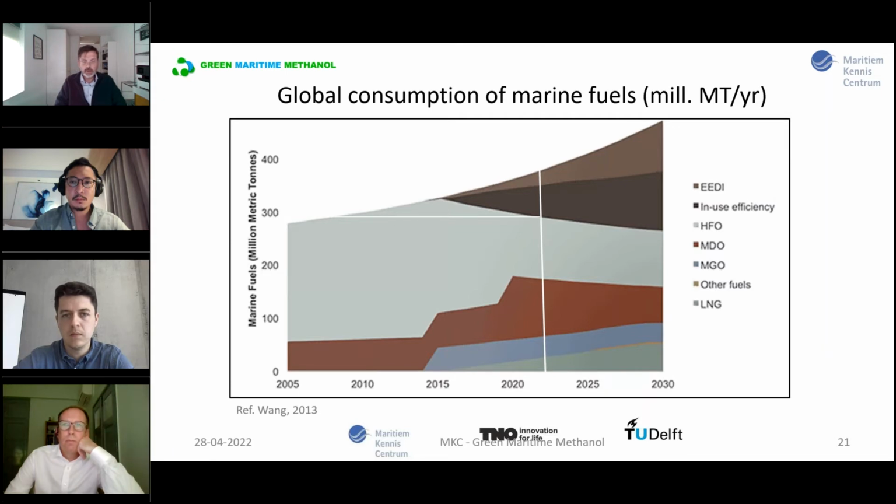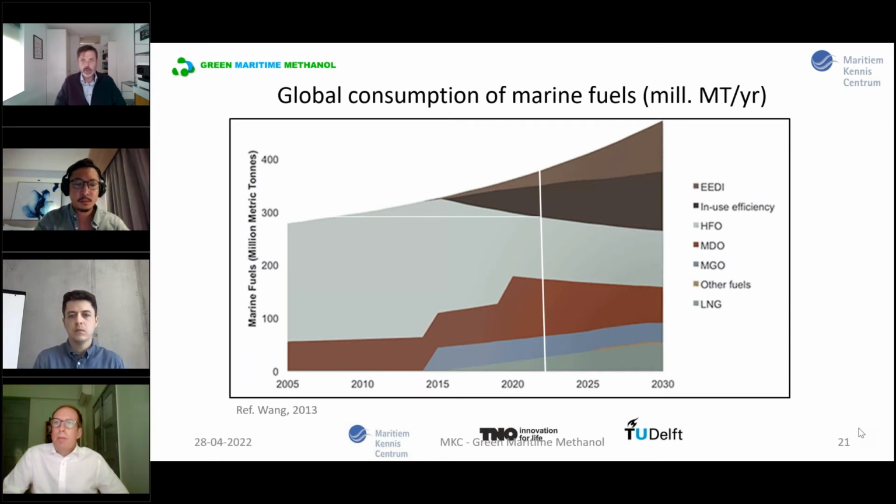we see another slide, which is also a little dated, by Wang in 2013, but it gives you a good insight in the different projections at that time for the fuels. And then we see 2015, of course, there were the SECAs and the NECAs, and it was decided how to implement that. 2020, of course, then the new regulation on the HFO, and now we're in 2022, and we see that the marine fuels consume about 300 million tons, but it also includes LNG and other fuels as well. So a lot of fuel is needed for the maritime sector. And then, of course, how quickly will the transition go towards methanol?